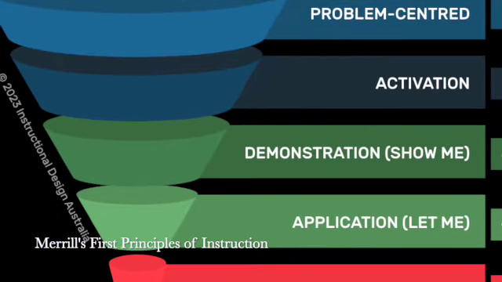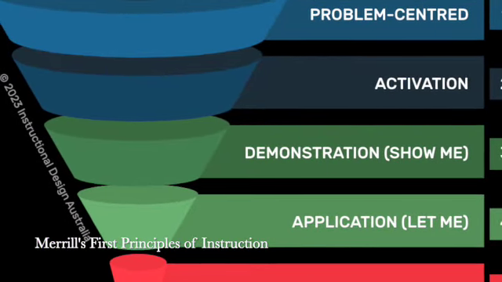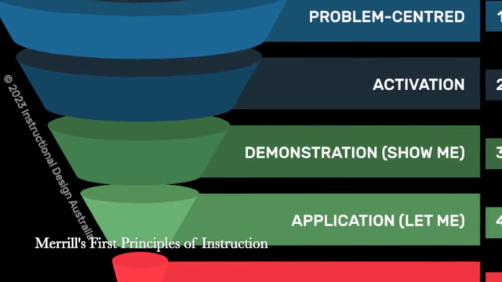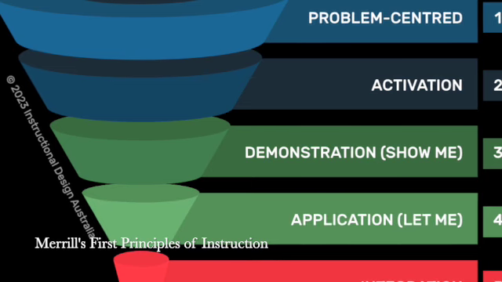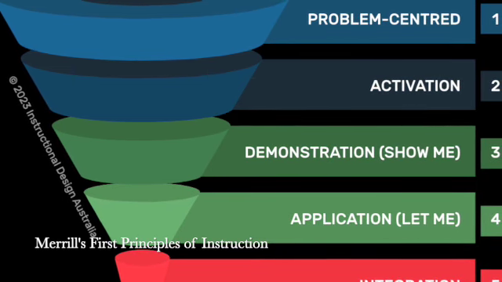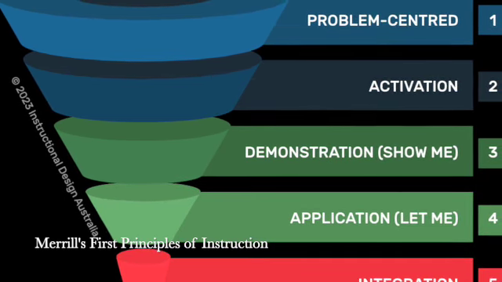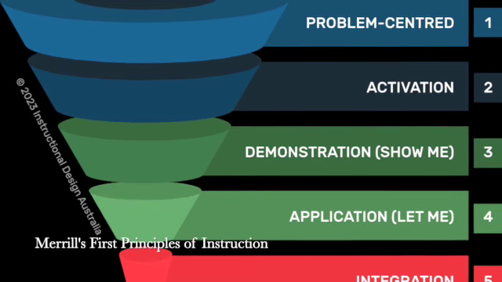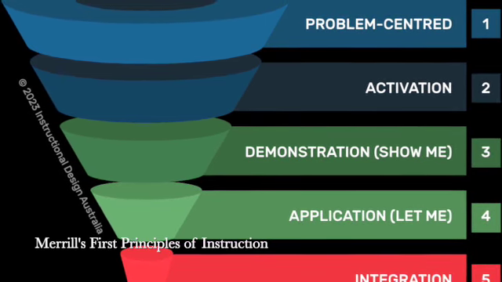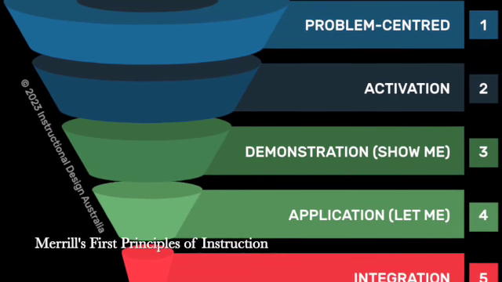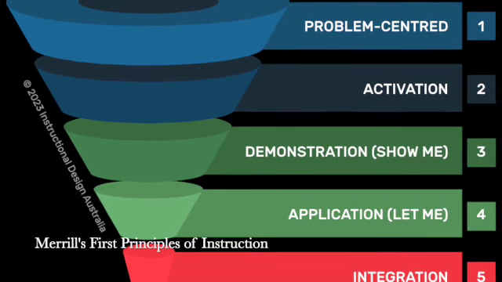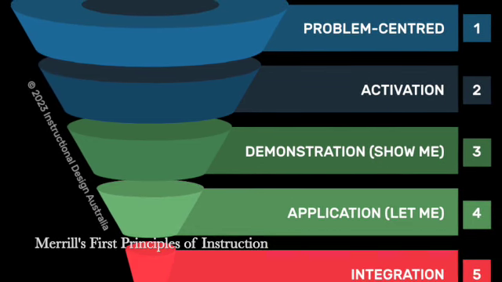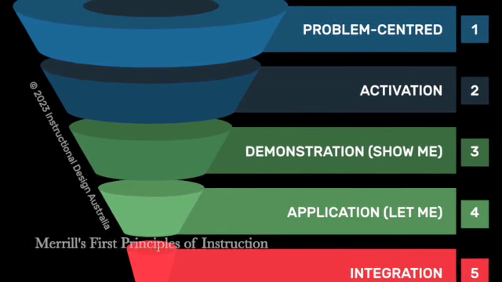Another model we'll look at is Merrill's First Principles of Instruction. This model is designed to enhance learning materials that are, quote, effective, efficient, and engaging. As David Merrill pointed out, information alone is not instruction. It teaches that motivation is an important element, but is an outcome, not a principle. Merrill's first principles of instruction include activation, demonstration, application, integration, and is problem-centered.